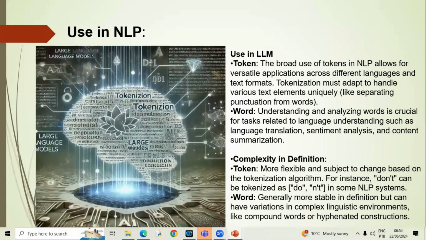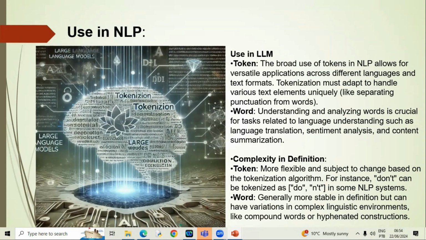So if we understand the use of tokenization, mostly it is used in NLP, natural language processing. Mostly when we are giving any text, only then the tokenization process comes into the picture. Then it passes that to the system to understand. And once the system understands, then it will respond. So mostly it is used in LLMs, large language models.